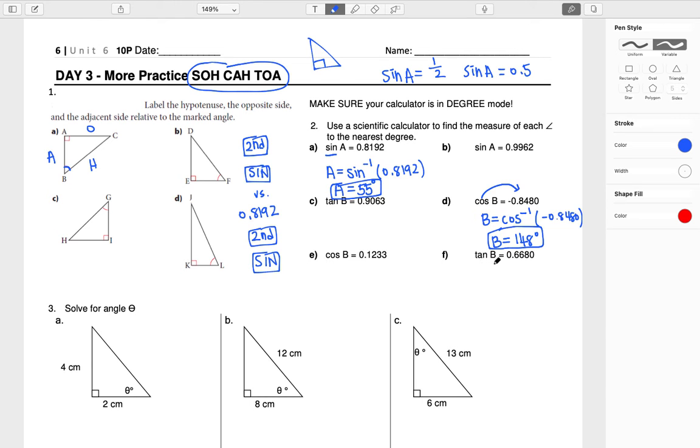Now what about tangent? Same thing. B is equal to, every time you're looking for an angle, you are doing an inverse of the trig function. So tangent inverse, bracket 0.6680, bracket, and once you enter, you should be getting 34 degrees. Okay.